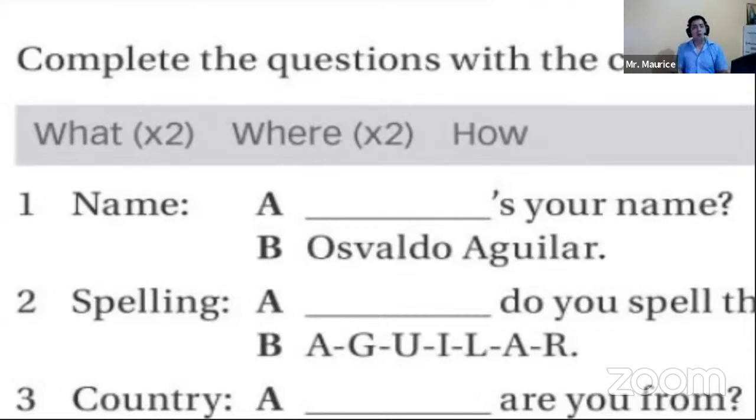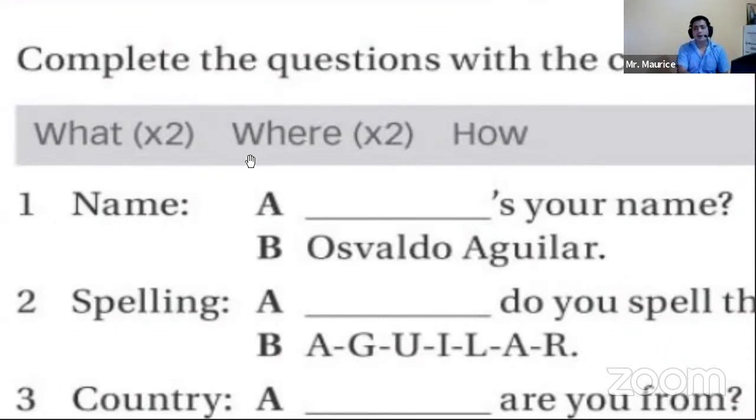De sorpresa. What? ¿Qué? What es una pregunta. Lo utilizamos para formular preguntas. Y esta palabra what siempre va al inicio. What. Como el ejemplo que dio alguien. ¿Cuál es tu nombre? What is your name? What's your name? That's correct.